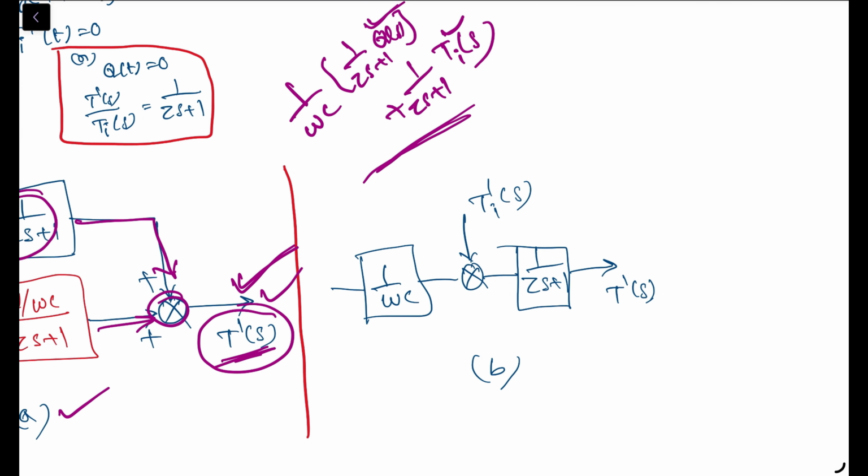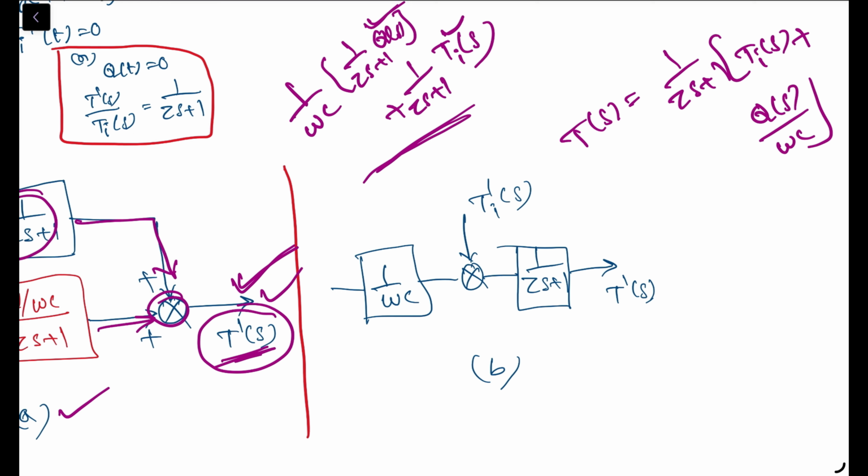Now let's discuss diagram B. This is a simplified, another way of representing the same equation. From the equation we can also write T of S equal to 1 by tau S plus 1 into Ti of S plus Q of S by WC. That's what I showed you earlier. Here we first take the two inputs and then pass them through a process block.